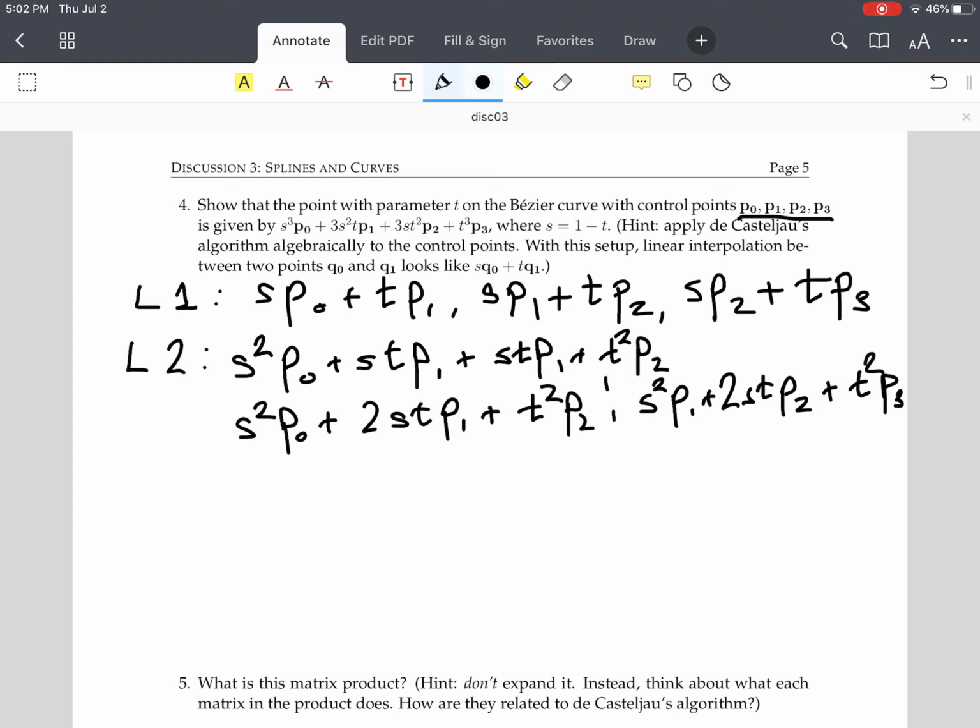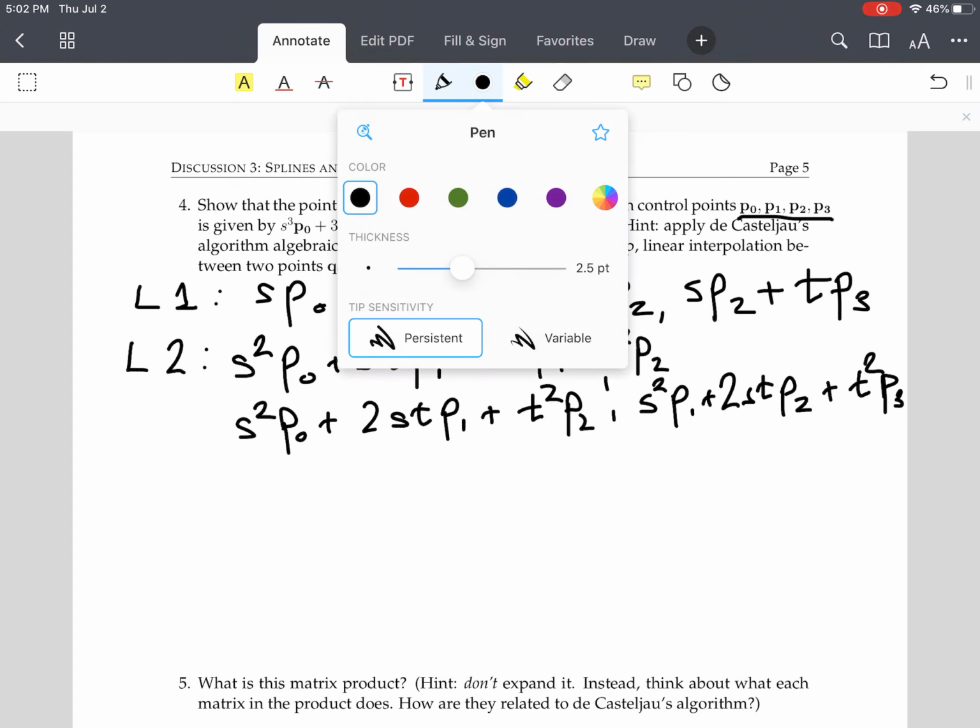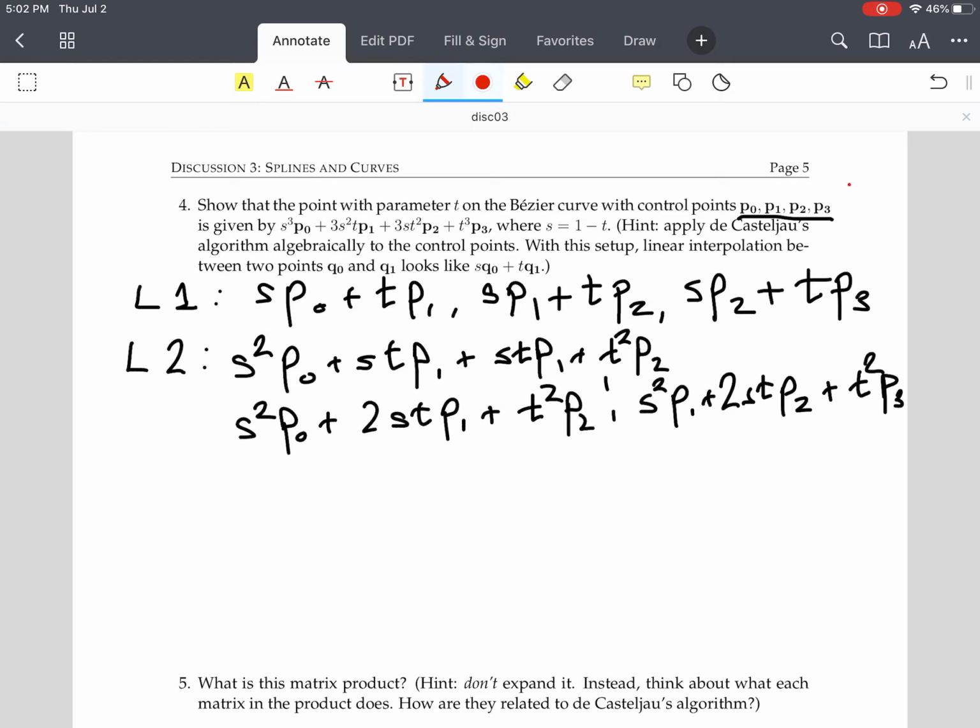Okay, so now what we've done is we had 4 here, 4 control points, then we had 3 here, and now we're down to 2 here, right?